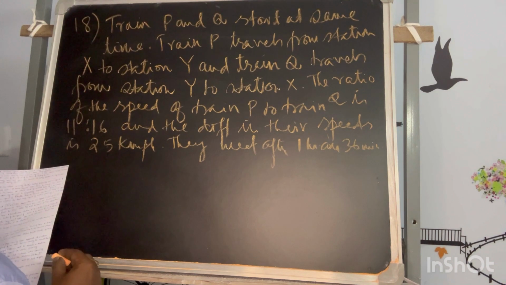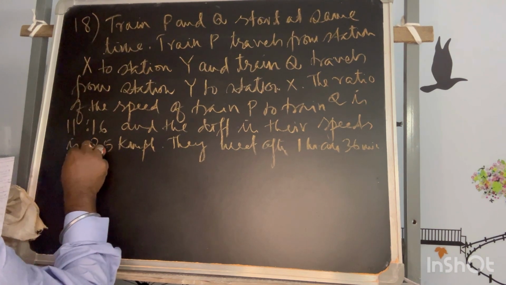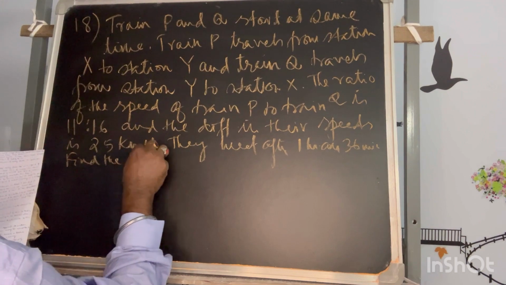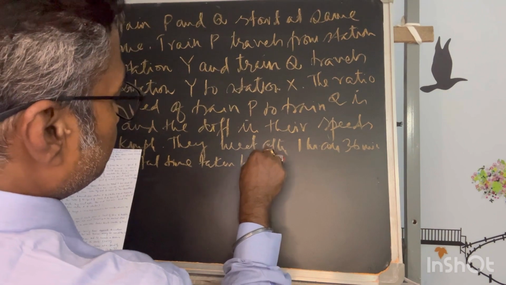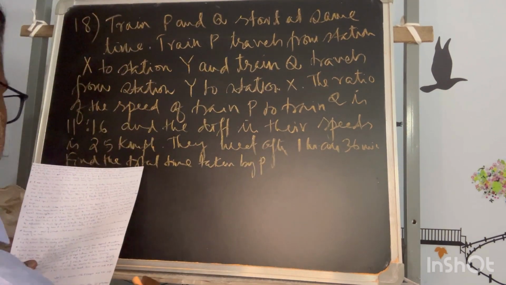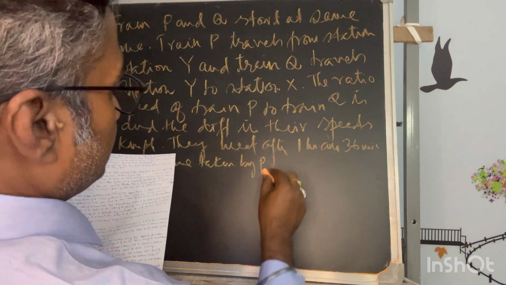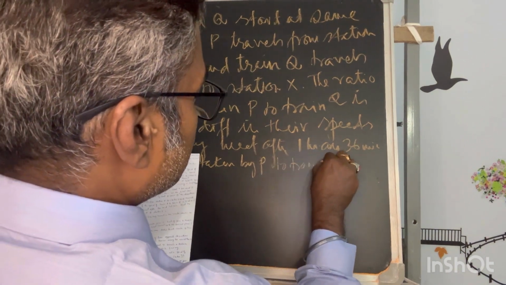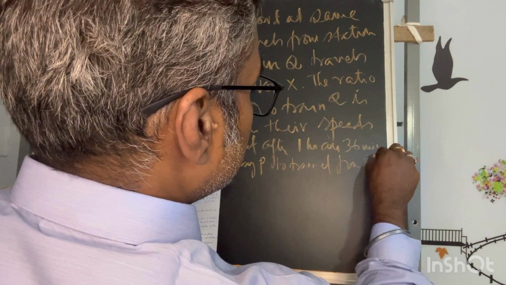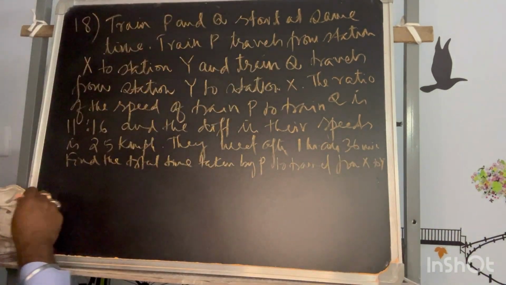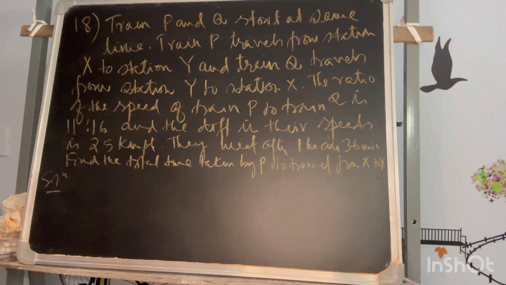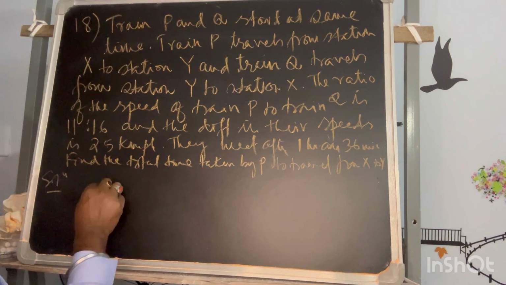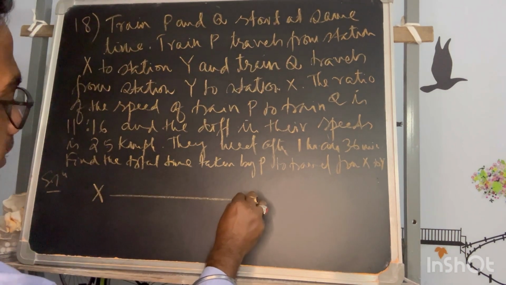Find the total time taken by P to travel from X to Y. So what will be, the trains P and Q start at the same time. Train P travels from station X. There are two stations, X and Y.